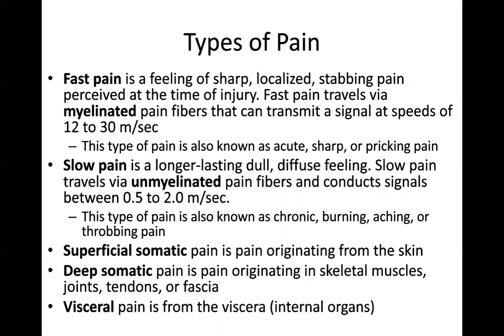We can also describe pain based on where it's coming from. Superficial somatic pain is pain originating from our skin, whereas deep somatic pain is deeper. It's in our skeletal muscles. It's in our joints. It's tendons or fascia. There's also visceral pain, pain from our viscera. Once again, viscera refers to your internal organs. So like gallbladder pain when you have gallstones that Jennifer was talking about.